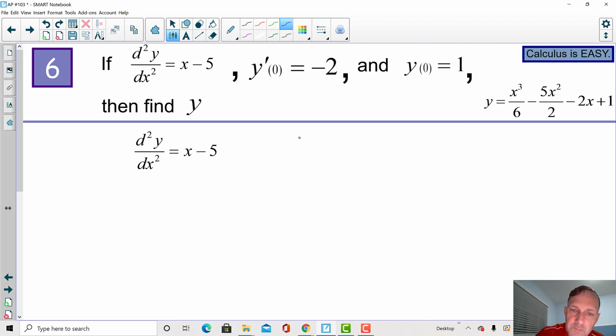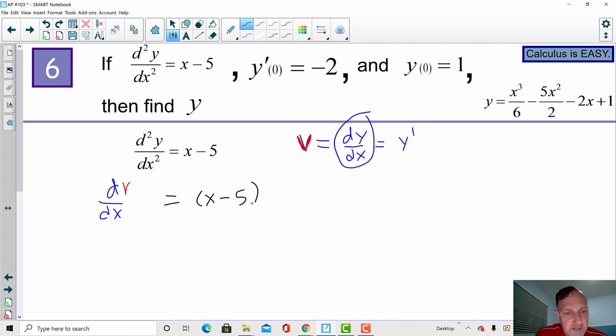All right, what I'm going to do is I'm going to create a substitution here. My v is going to equal dy/dx. Remember, that's kind of like y prime. And if I do that substitution here, I'm going to have dv/dx is equal to x minus 5. And of course, I'm going to multiply both sides by dx. And now I'm ready to do my integral on both sides.